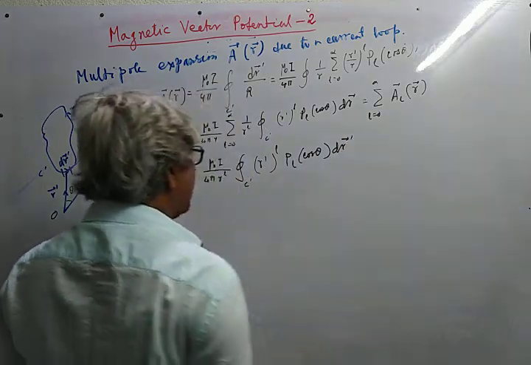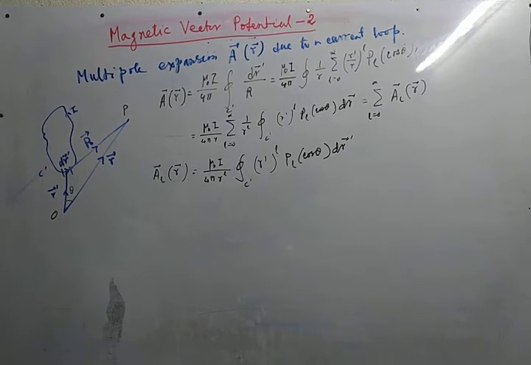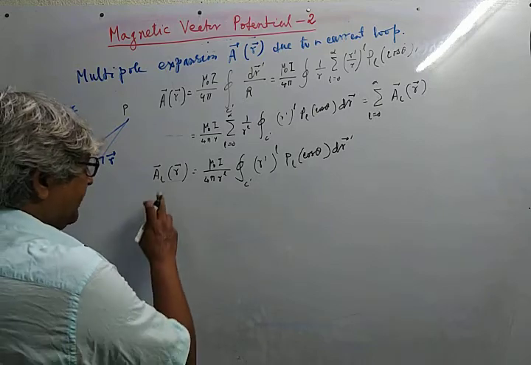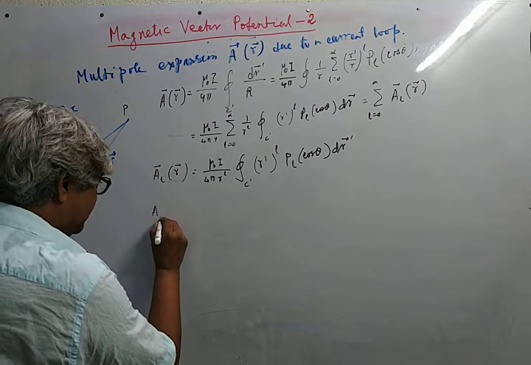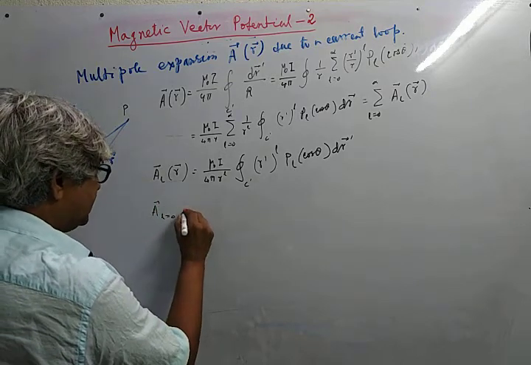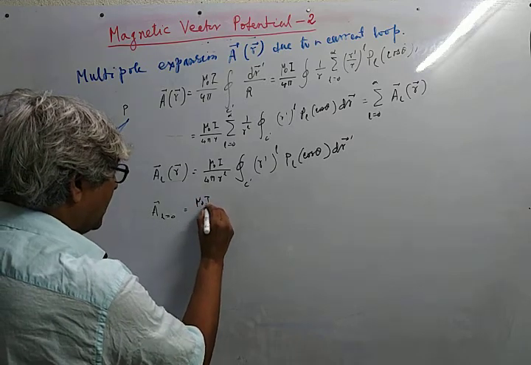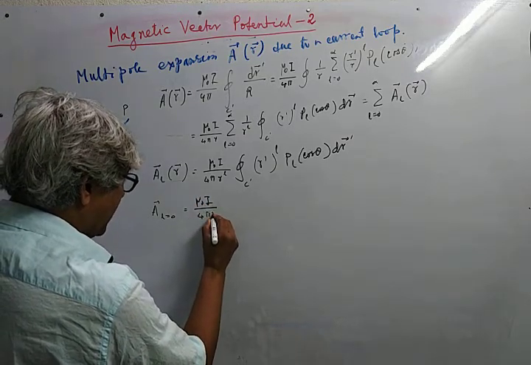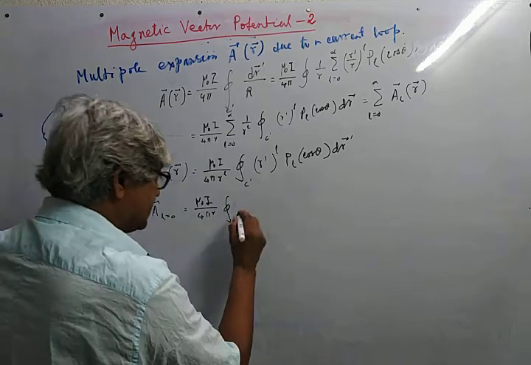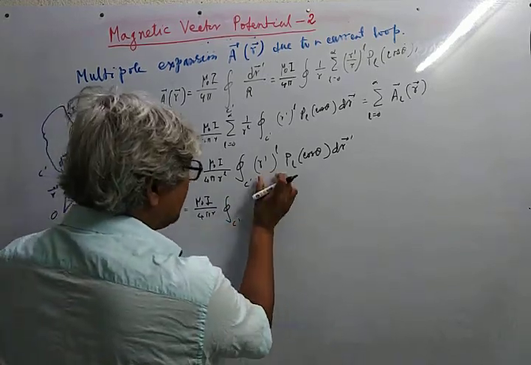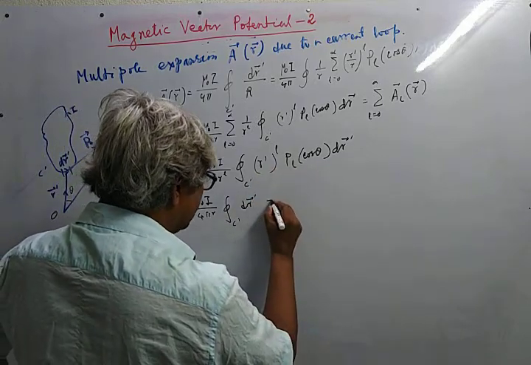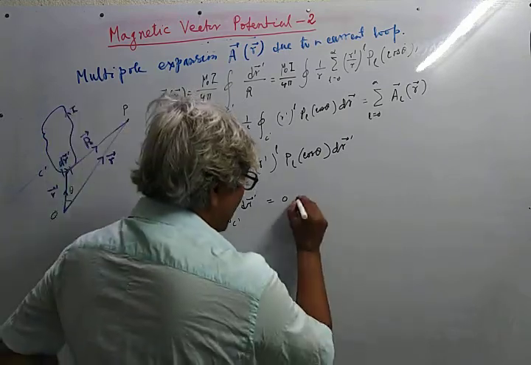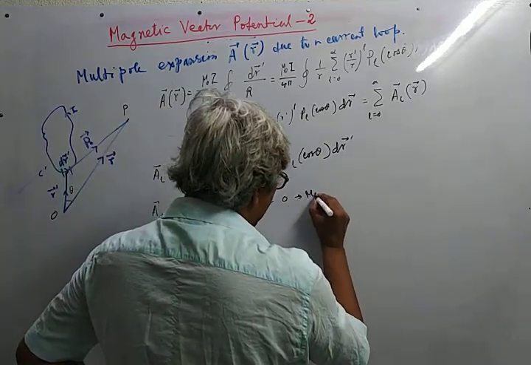We could perform the calculation without introducing the Legendre polynomial, which has been outlined in the last class. Now it is interesting to note what is the value of AL for L equal to 0. This becomes mu 0 I upon 4 pi R, times the integration over dr prime, which is simply the integral of dr prime over a closed loop, and this is 0. This signifies that magnetic monopole does not exist.